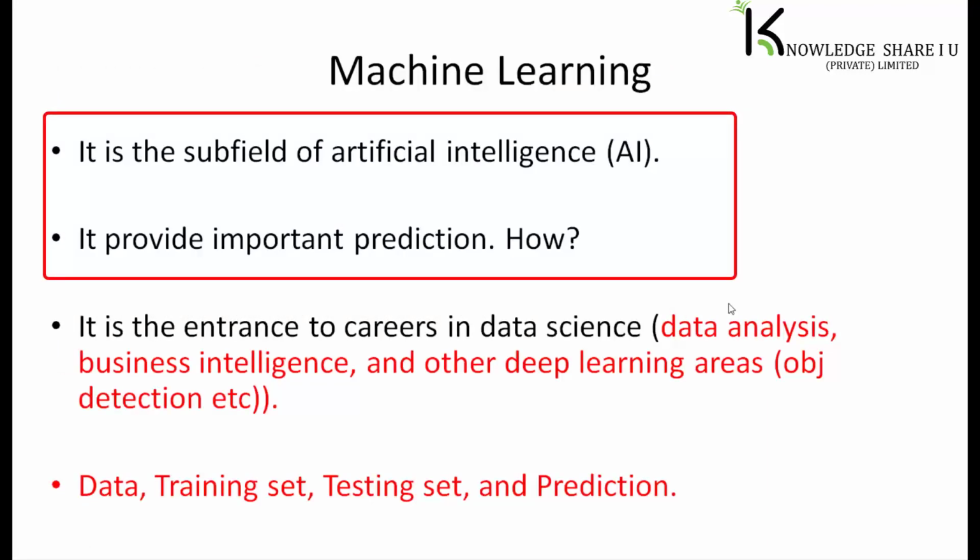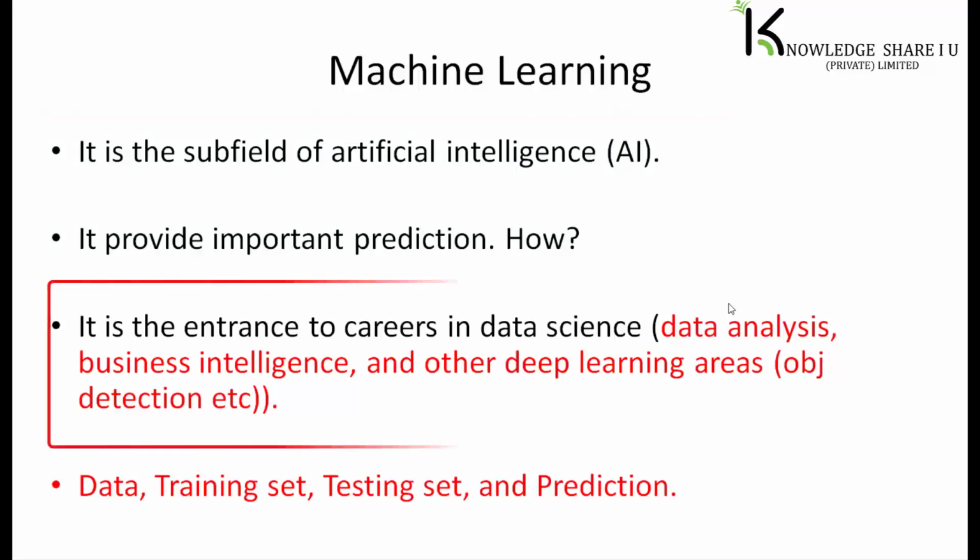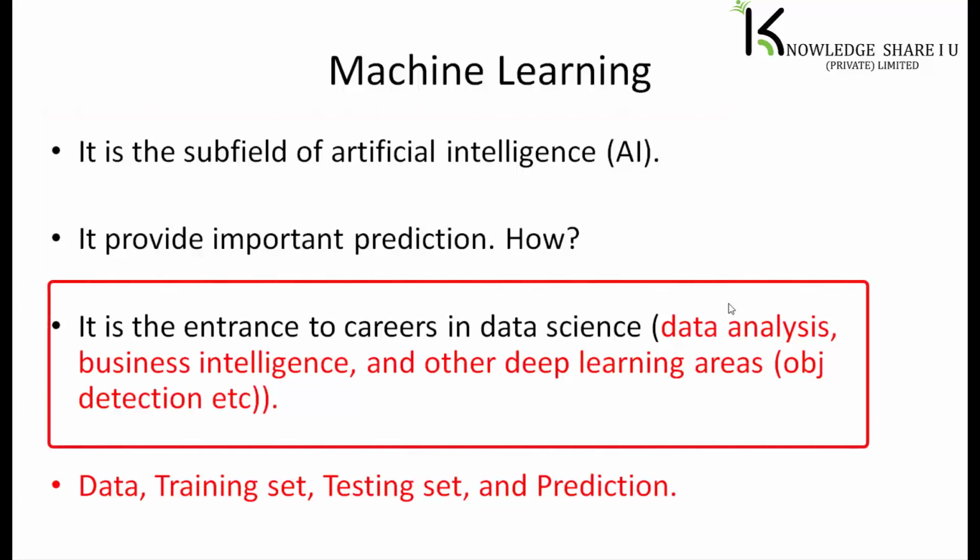Machine learning is a subfield of artificial intelligence. How can we achieve important predictions? Definitely we will need data to train the machine learning model to achieve our goal as a data scientist. We can have different types of goals, like a computer vision problem, a business problem, or another technological problem. I must say that it is the entrance to a career in data science.